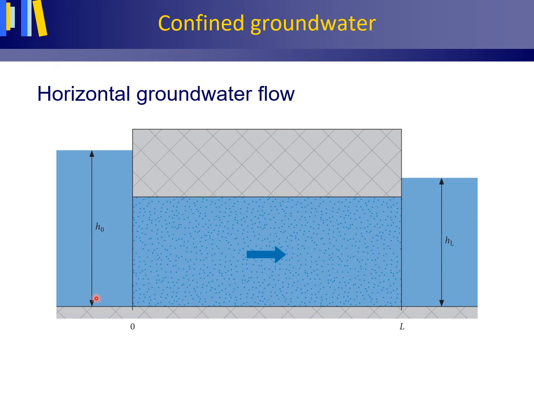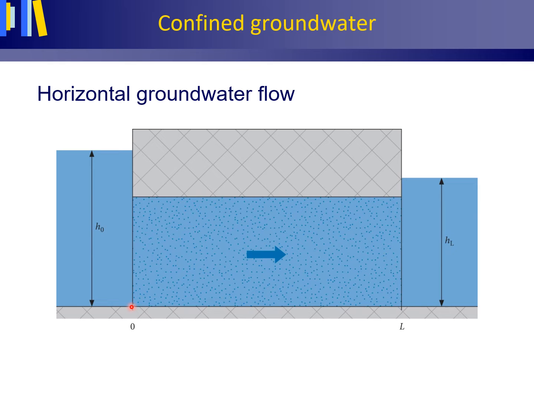Because the water level in the left canal is higher than in the right canal, groundwater flows from left to right through the aquifer. The water in the canals is artificially kept at the levels indicated in this figure, this level and that level. Because of this, groundwater flow is steady, or in other words, stationary. The top of the lower impermeable layer serves as the reference level.